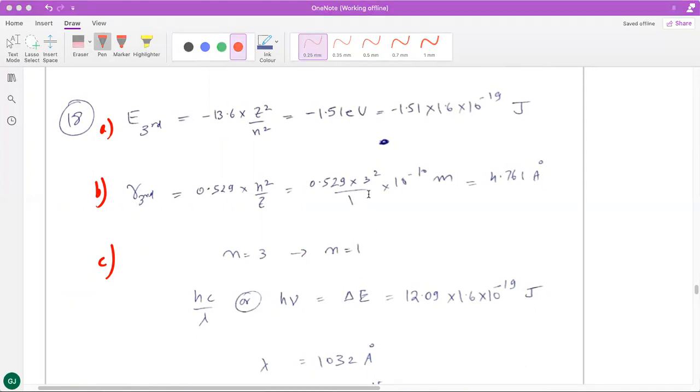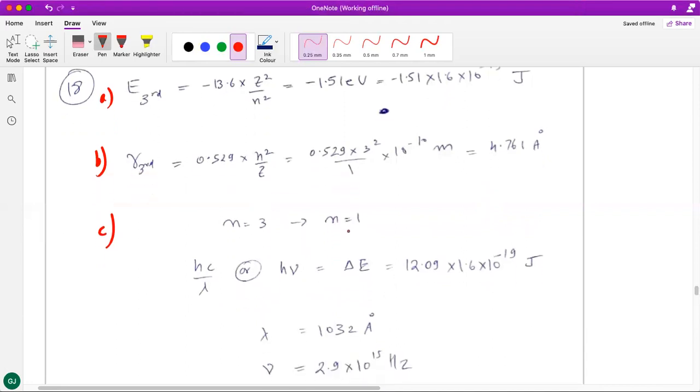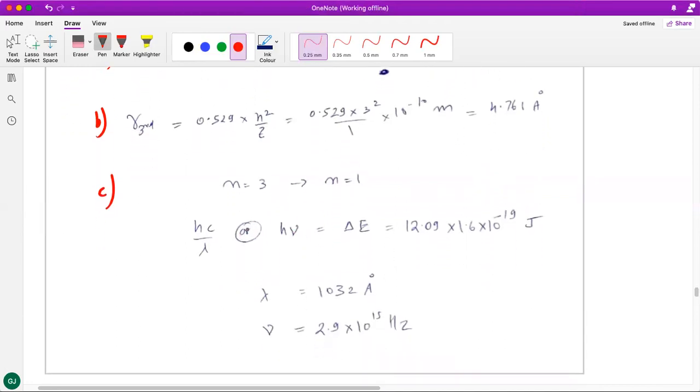And during this de-excitation, what will be the wavelength and frequency of the photon or the spectral line that will be observed. So you use the formula hc by lambda or h nu is delta E, and I have done a direct calculation here because I remember the energy levels. This is something which helped me a lot while solving these questions.